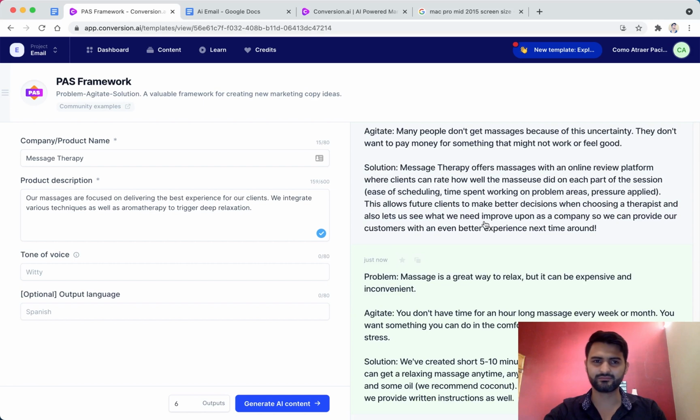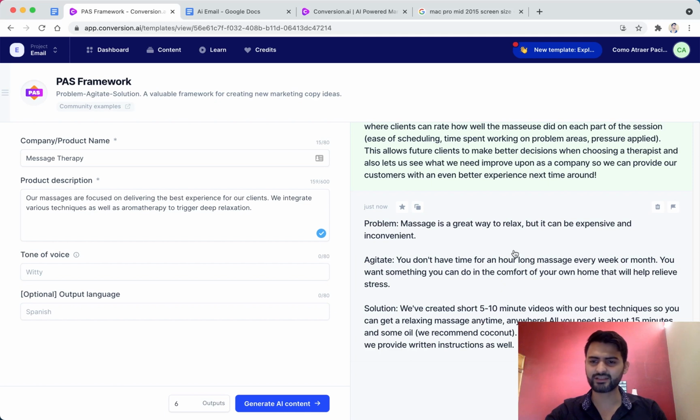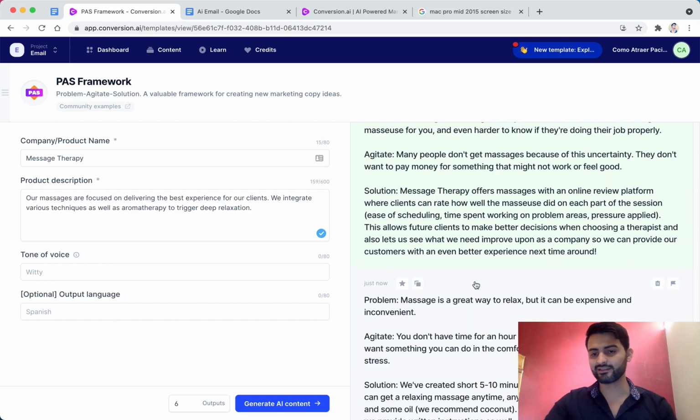People don't know what a massage is supposed to be like. As long as you're massaging them, they feel good. Massage is a great way to relax, but it can be expensive and inconvenient. You don't have time for an hour-long massage every week or month. So it's basically promoting different angles, and that's what's amazing about telling it to give you more outputs. This one is focused on a 5 to 10 minute massage, which my client doesn't offer. But if they did, I wasn't even thinking about creating an email selling the massage from this angle, and it just gave me an idea. Unfortunately, my client doesn't offer that, but the idea is there in case they need it.